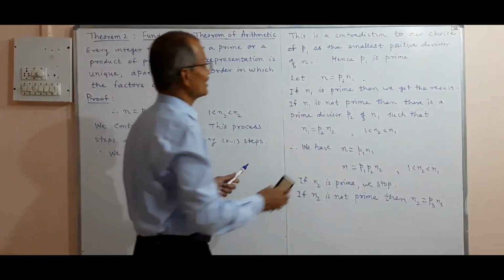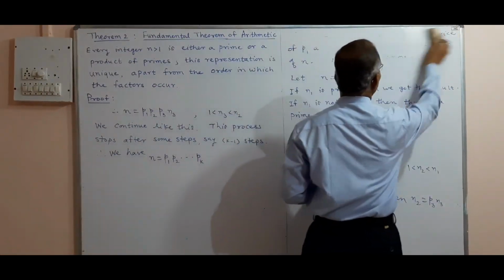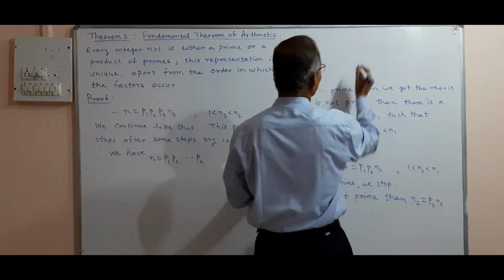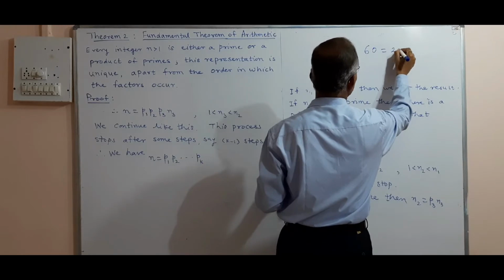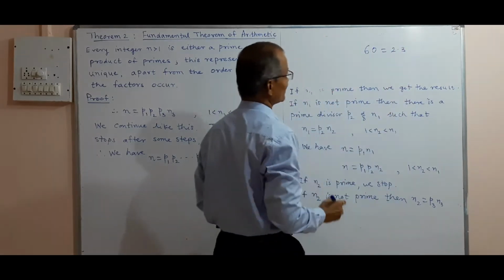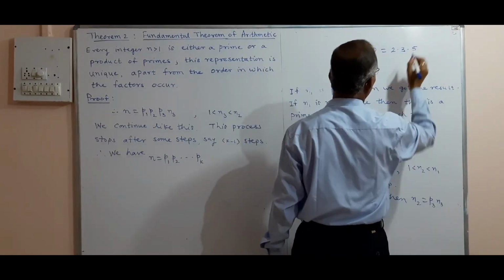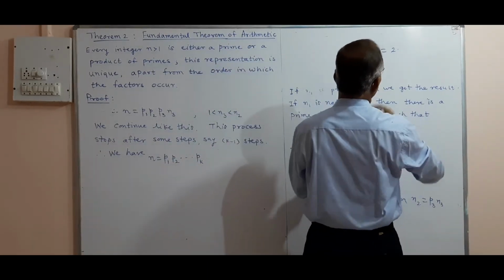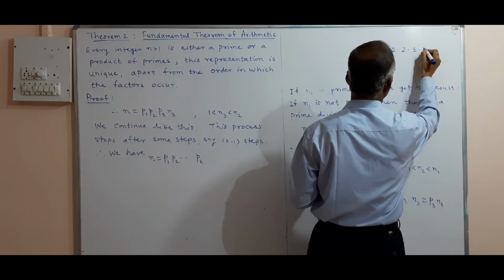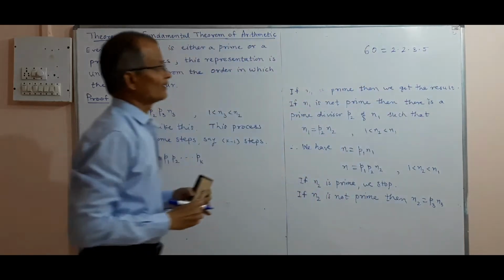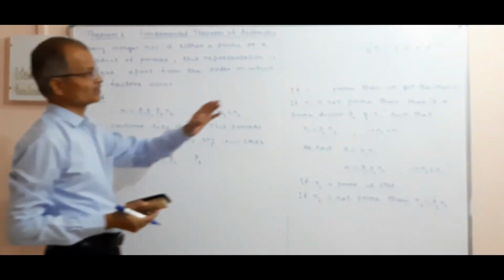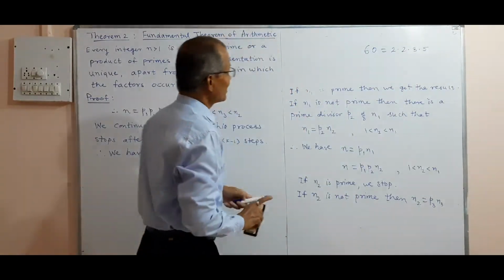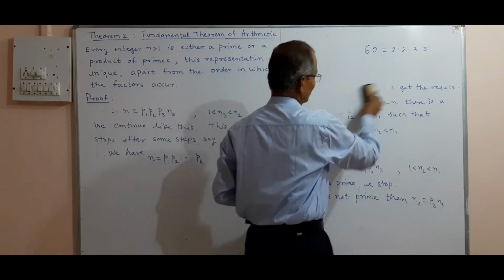And we have considered the example 60. So 60 finally can be expressed as 2 into 2, that is 2 repeated 2 times, into 3 into 5. So that is the final expression. This is P1, P2, P3, P4, where P1 and P2 are equal.